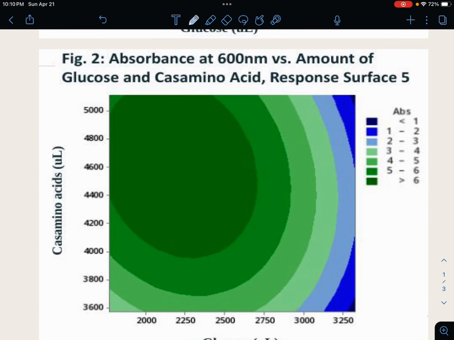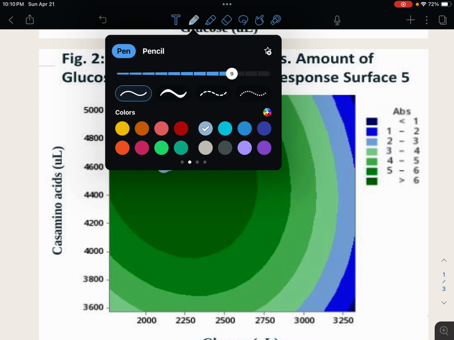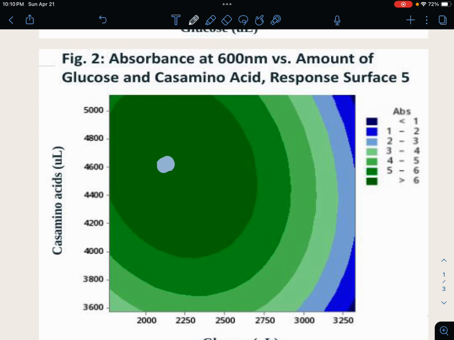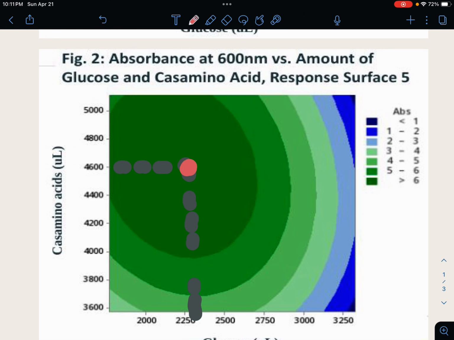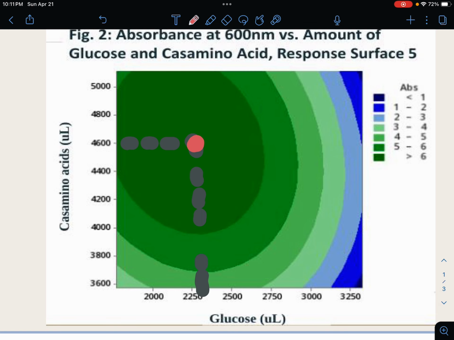Interestingly, in the response surface 5 contour, we do have our peak within the graph. We've achieved the peak. So this will actually give us the optimized amounts of glucose and casamino acids that would potentially lead to the greatest amount of growth. So let's clean up that dot. I'm going to the darkest green area here, and I'm going to make a dot right in the middle as best as I can, and I'm going to just extrapolate down. From this dot here, at the peak of this contour map, we see that we would need about 4.6 ml of casamino acids and about 2.3 ml of glucose for that optimized medium for the highest amount of biomass.